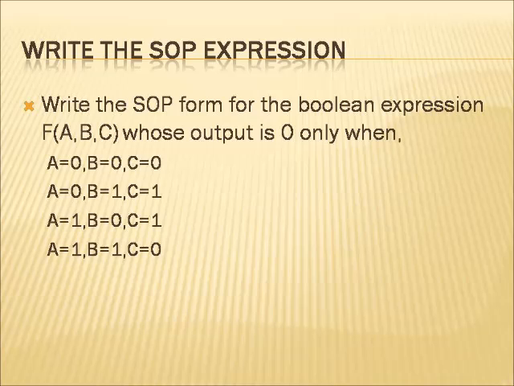Okay, in the last example we have seen the representation of the POS expression from the given set of values. Now we have to write the SOP expression for the given set of values. The values are a is equal to 0, b is equal to 0 and c is equal to 0. A is equal to 0, b is equal to 1 and c is equal to 1. A is equal to 1, b is equal to 0, c is equal to 1. A is equal to 1, b is equal to 1 and c is equal to 0, right?